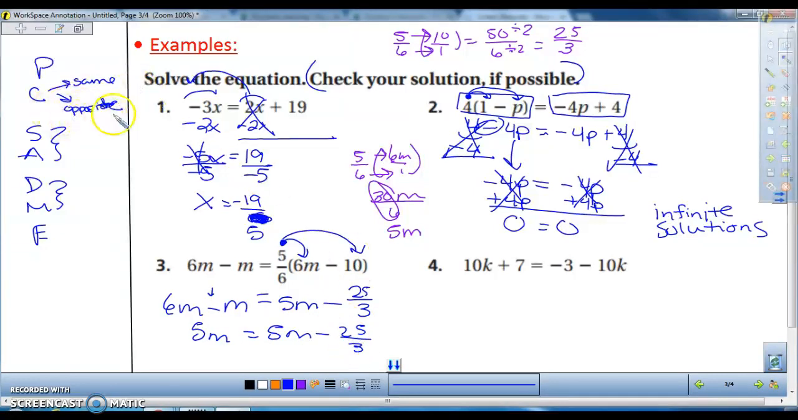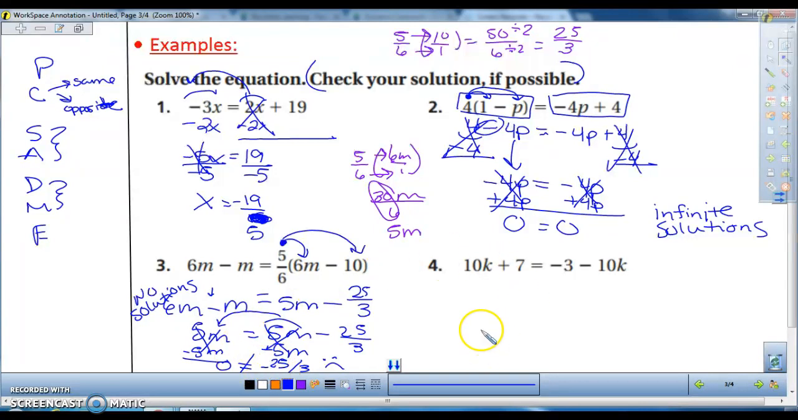Now let's go ahead and combine like terms on opposite sides. So I'm going to take this 5m and move it with the other 5m that's all by itself because I want to isolate the m's. Minus 5m. 5m minus 5m is 0. Is 0 equal to negative 25 thirds? No. So this one is an example of no solutions. This is the only time that you'll actually have a no solutions answer. You can have an answer that is 0, but you cannot have an answer where the statement is not true. 0 is not equal to negative 25 thirds.